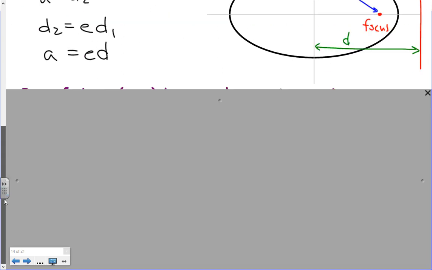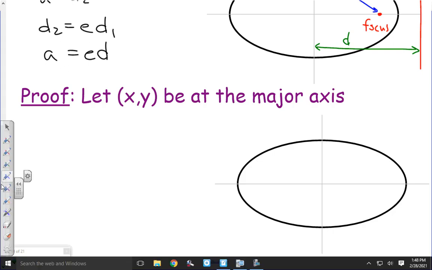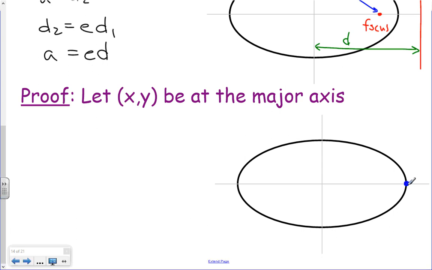All right, for the other property, something similar, but we're going to work with the point on the major axis this time. So let's mark that point. I'm going to call this point right here. We'll call him XY.